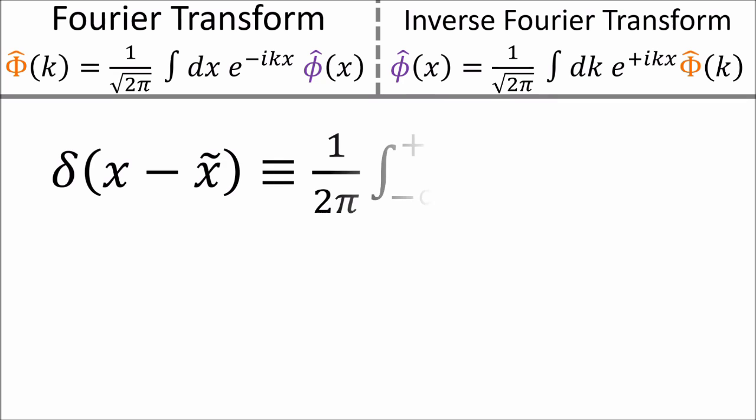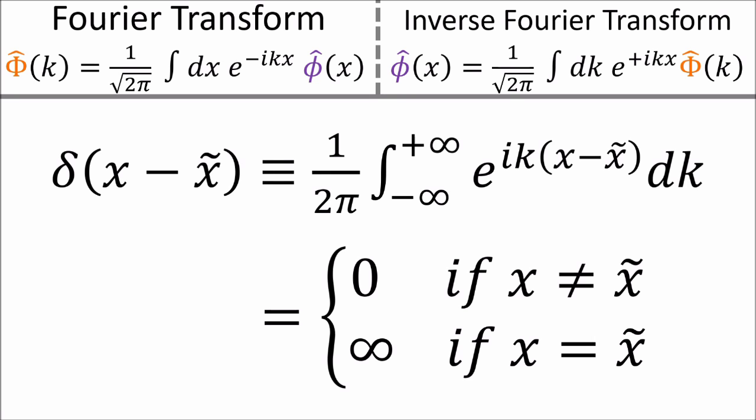This definition of the Dirac delta works because if the x and x tilde values here are different, the complex exponential becomes a sinusoid, and this integrates to 0 if we integrate from negative to positive infinity. But for x equals x tilde, the exponential in the integral becomes 1, and we end up with an infinite spike, just like a Dirac delta.